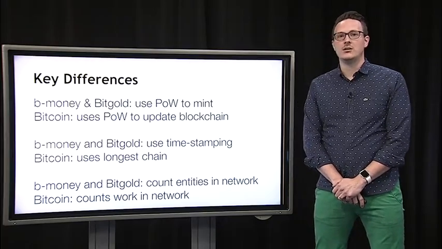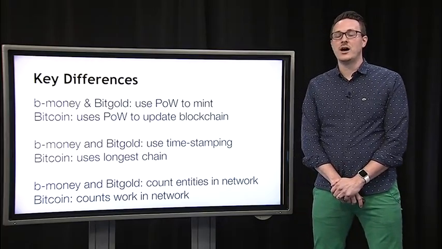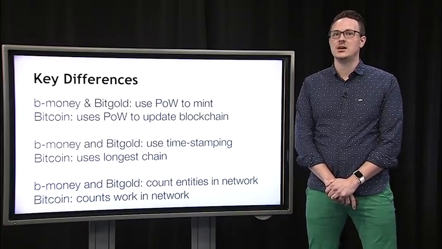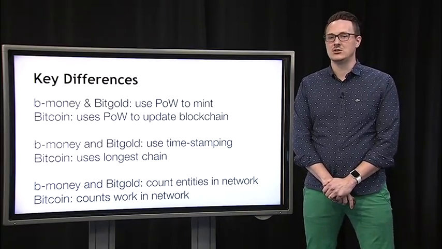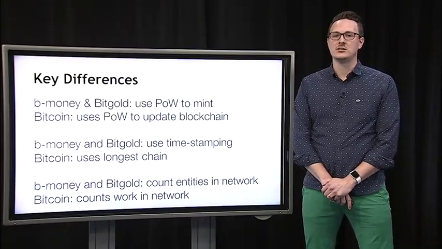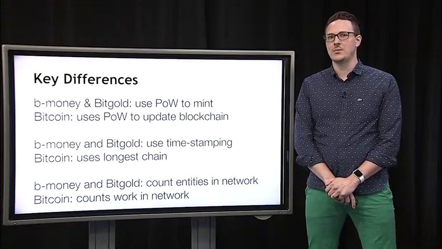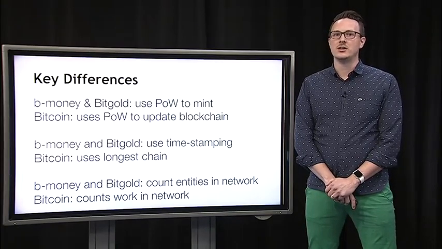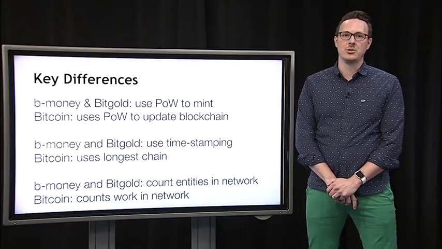B-Money and Bit Gold, rather, rely on timestamping services. So they rely on basically trusting that certain people see things at certain times and they sign off on it. In Bitcoin, you actually don't really care about what time certain things were created. All you care about is the relative order, that certain blocks were created after other blocks.